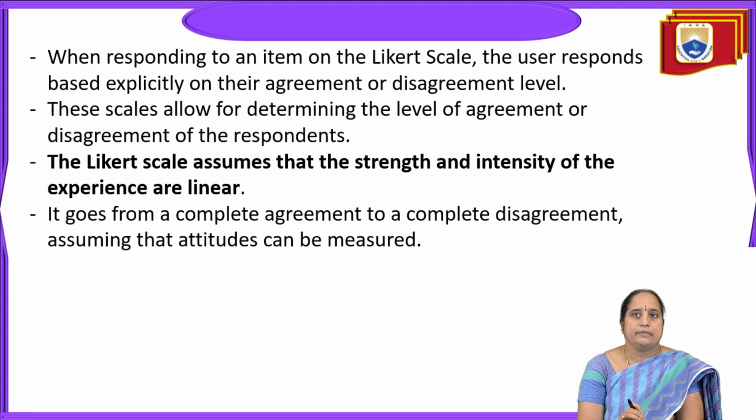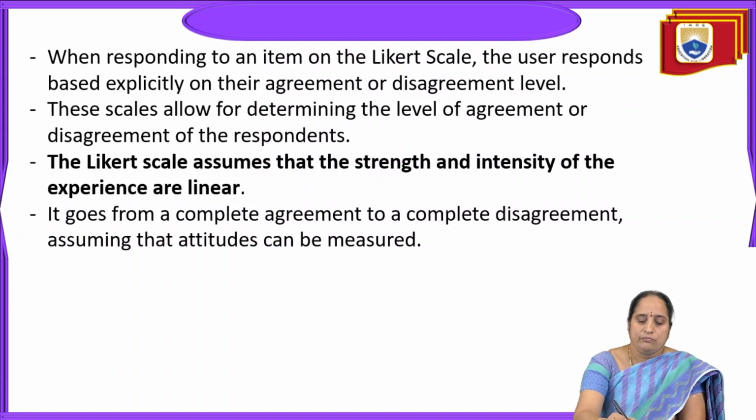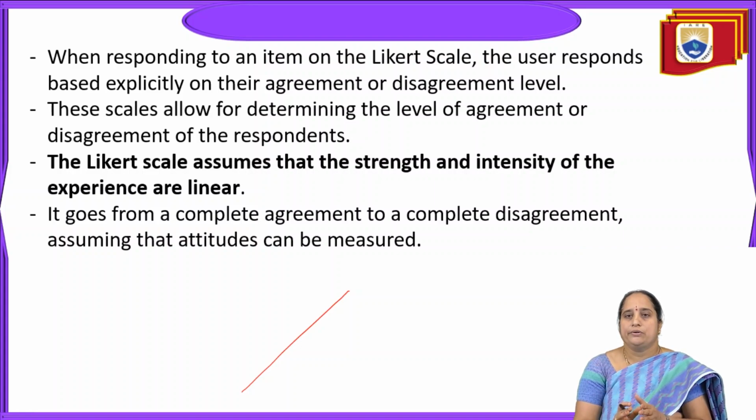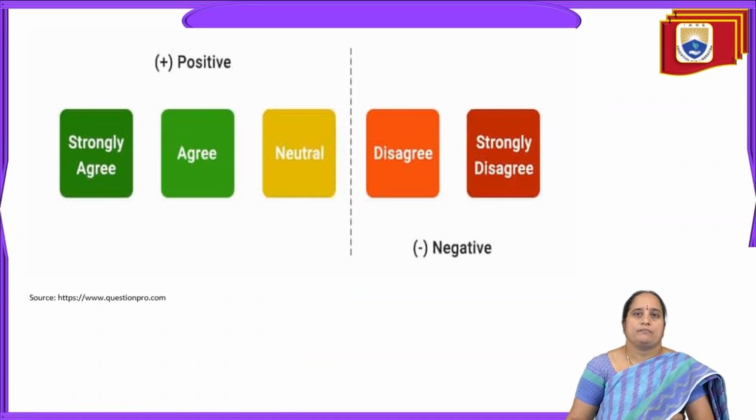These scales allow for determining the level of agreement or disagreement of the respondents. It assumes that the strength and intensity of the experience are linear. Whenever we are talking about the strength and intensity of the experience, both will go parallelly. They establish a linear relationship between the strength and intensity of the experience. Both are linear, so it goes from a complete agreement to a complete disagreement, assuming that attitudes can be measured.